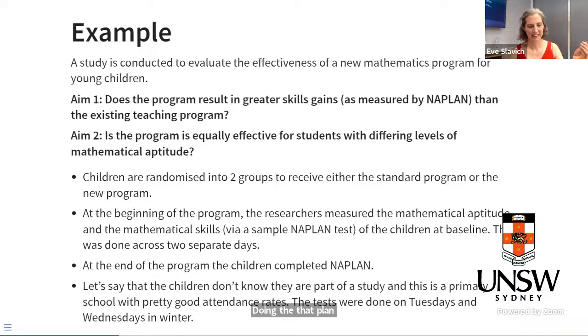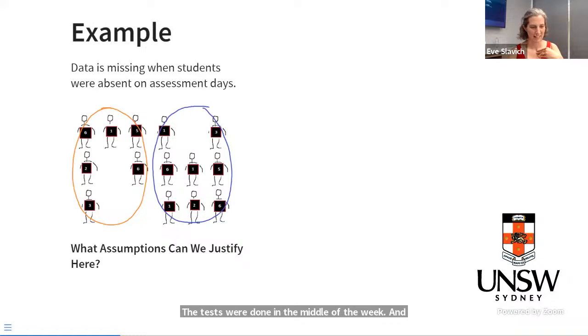And let's say the children in this study don't know that they're part of the study. It's a primary school that's got pretty good attendance rates. The tests were done in the middle of the week, and they were done in winter. So we got missing data in this study because sometimes children were absent on assessment days. So what assumptions can we justify here?